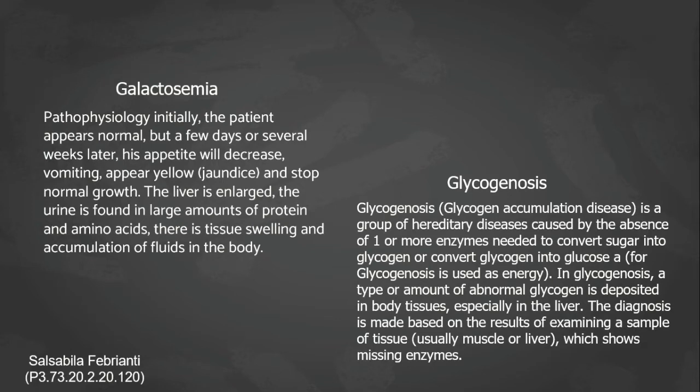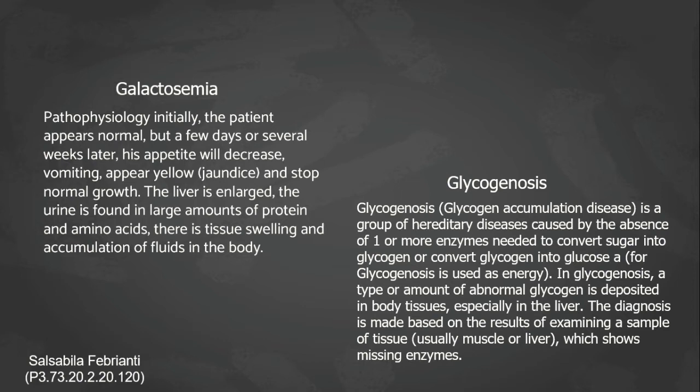Glycogenesis. Glycogen storage disease is a group of disorders of energy release caused by the lack or abnormal amount of glycogen deposited in body tissues, especially in the liver. The diagnosis is made based on the result of examining a sample of tissue, which shows missing enzymes.